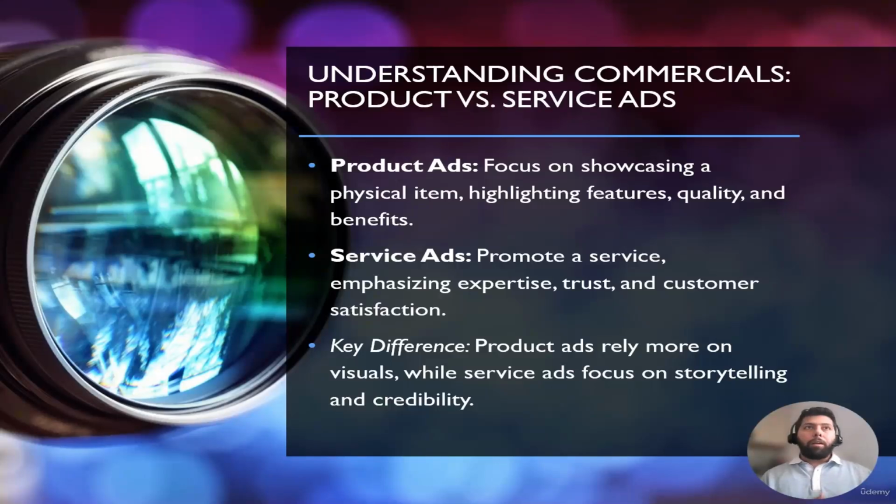So a product ad is essentially showcasing a physical item. So you have an actual product. Now, it doesn't necessarily have to be physical. It could be something that's digital also. But going with the idea of a physical product ad, right? You're going to highlight the features of the product, the quality, its benefits, and so on. So that's a product ad or a product commercial. And I'm going to use ad and commercial interchangeably.